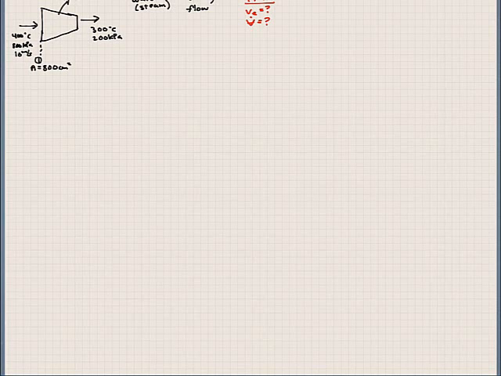Okay, so where do we start in this problem? Well, what I would like to do is go ahead and start with writing down what we know. We know at point 1 that the temperature is 400 Celsius and the pressure is 800 kilopascals.